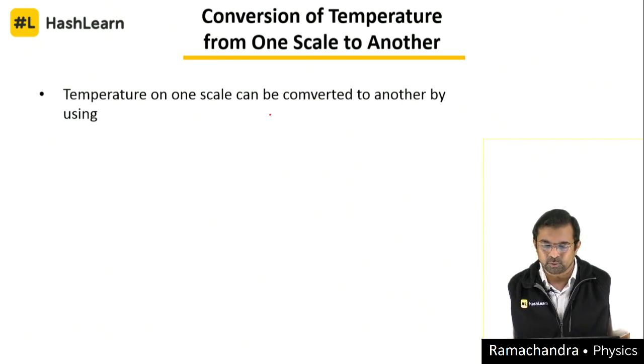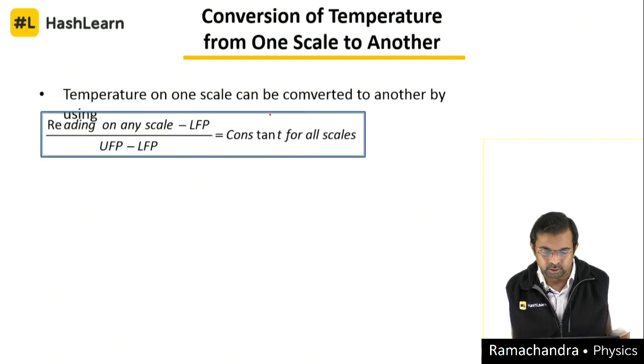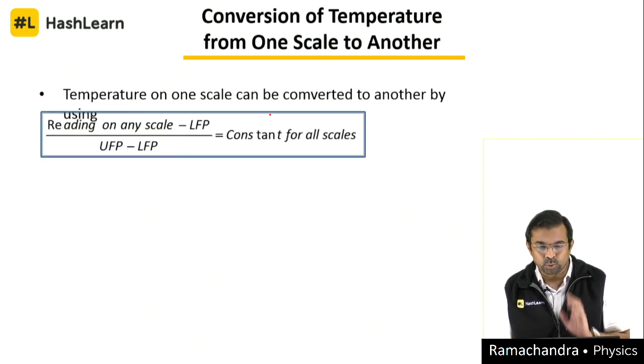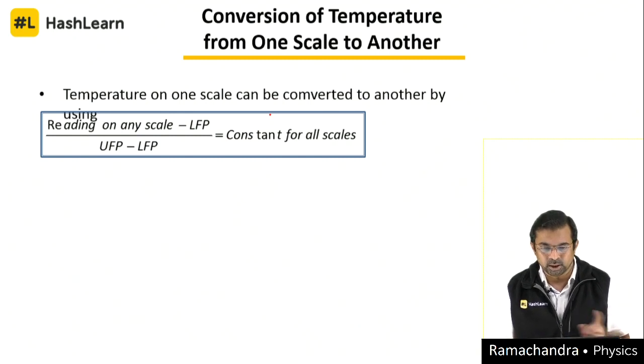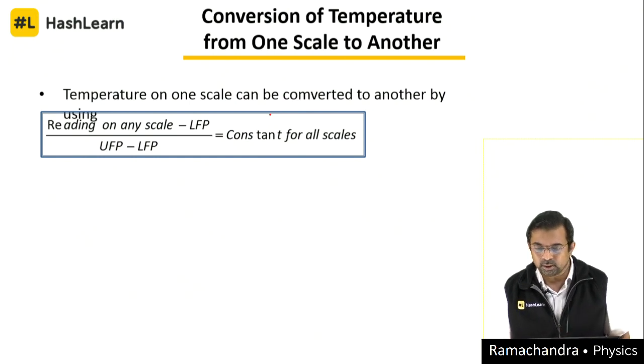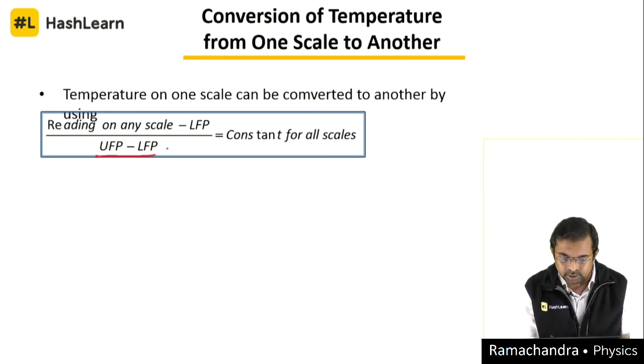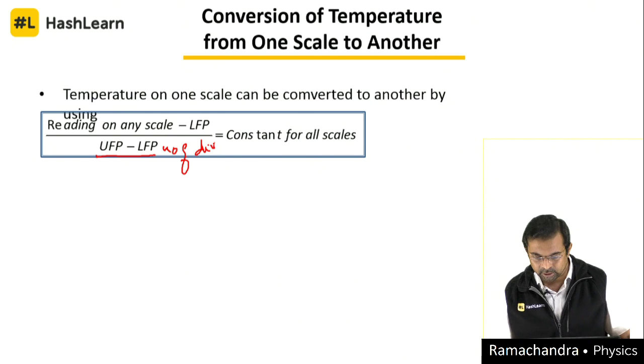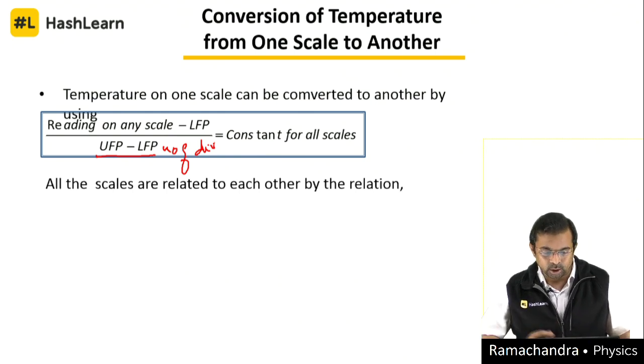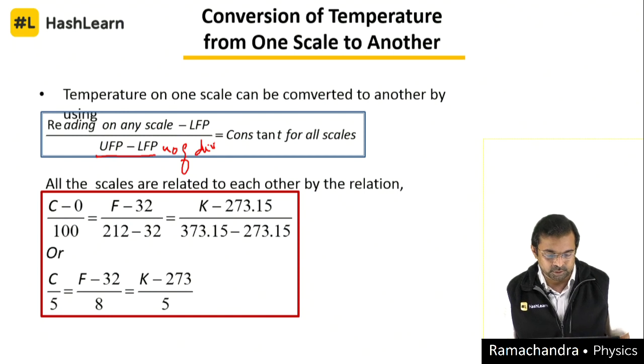The first thing is that temperature can be converted from one scale to another using this particular equation: the reading on one scale minus the LFP, remember LFP means lower fixed point, divided by the upper fixed point minus the lower fixed point. This is constant for all scales. The upper fixed point minus the lower fixed point also gives the number of divisions in any thermometer. If the scales are related to each other by this relation, you can remember and memorize this one.